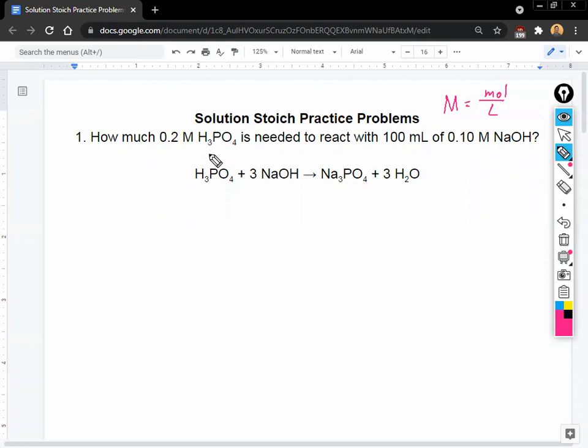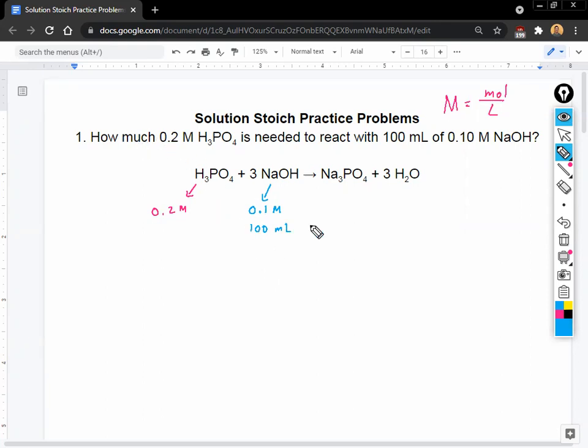Okay, so let's just put the information that we have here just so it can be organized. And same as usual, if at any point you feel like, hey, I know how to do this, you can kind of zone me out for a second and then finish it up and just check your answer at the end, okay? So for the H3PO4, we know that it's 0.2 molarity. For the NaOH, we know that it's 0.1 molarity and that we have 100 milliliters of it.